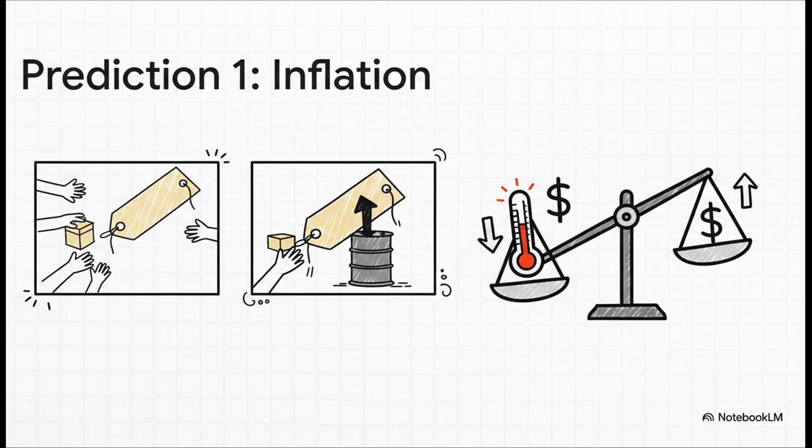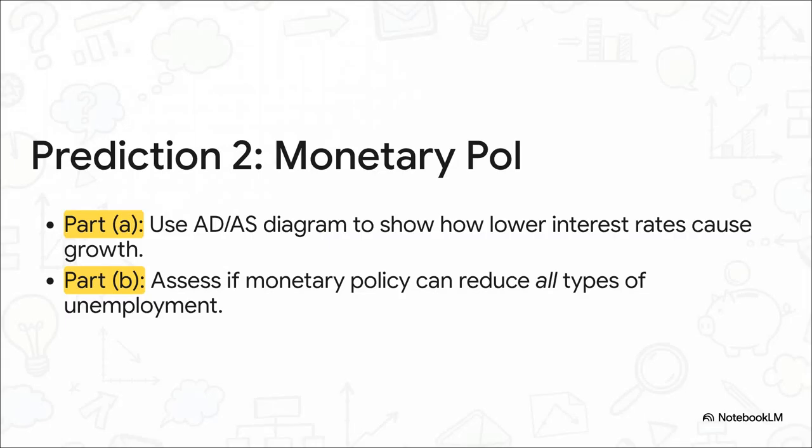Let's look at that first macro prediction. Part A will probably ask you to explain the two main drivers of inflation, demand pull and cost push. Easy enough. Part B then throws you a classic economic dilemma. You'll need to assess whether a fall in a country's exchange rate is more likely to cause painful inflation or to helpfully improve the current account balance. It's a trade-off.